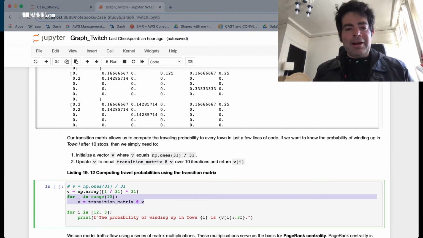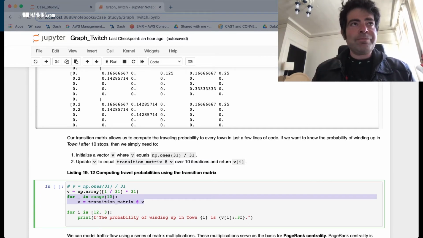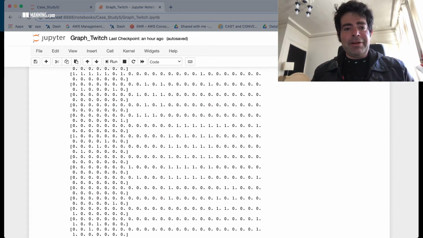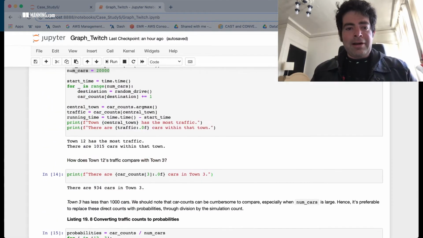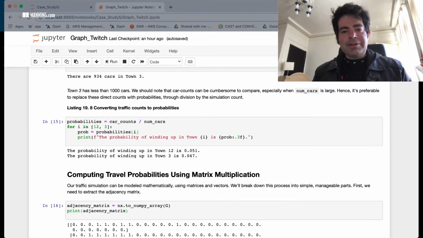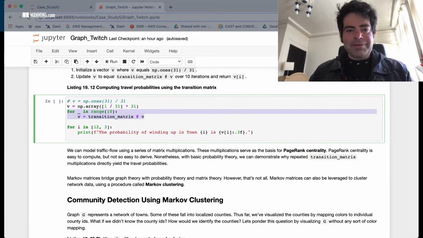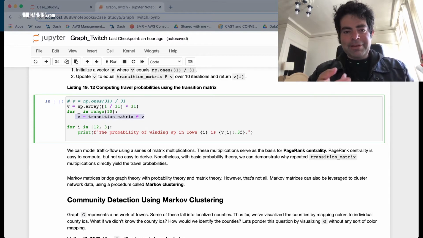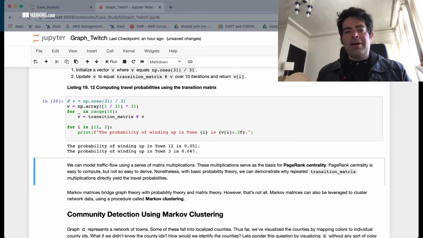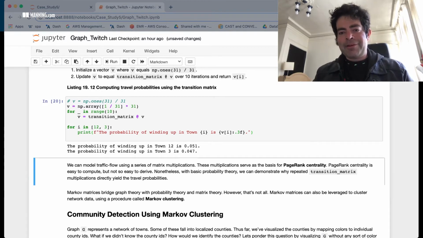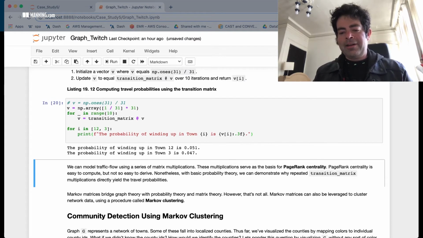Before we compute these values directly, let's quickly take a look at the probabilities returned by our simulations. We saw that there was a 5% chance of winding up in town 12, and a 4.7% chance of winding up in town 3. This was based purely on simulations. Now we are going to compute these values directly. We compute this probability distribution and output the probabilities, and they are exactly identical. We don't need to run a simulation. We just need to take a matrix vector product over 10 iterations.